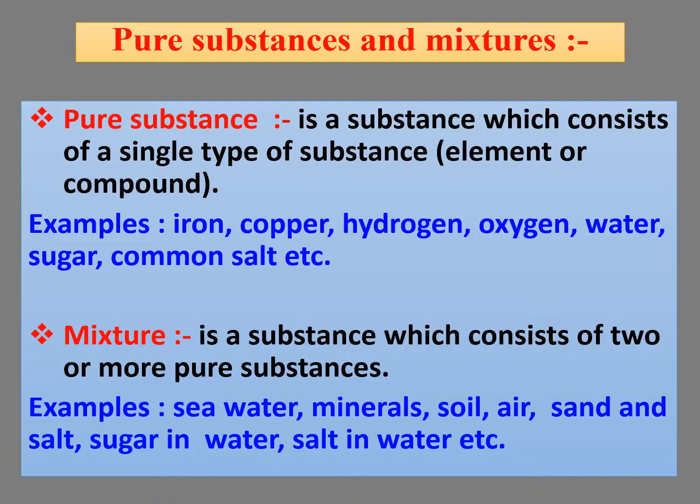Pure substances and mixtures. A pure substance is a substance which consists of a single type of substance, whether it is an element or a compound. Examples are iron, copper, hydrogen, oxygen, water, sugar, common salt.